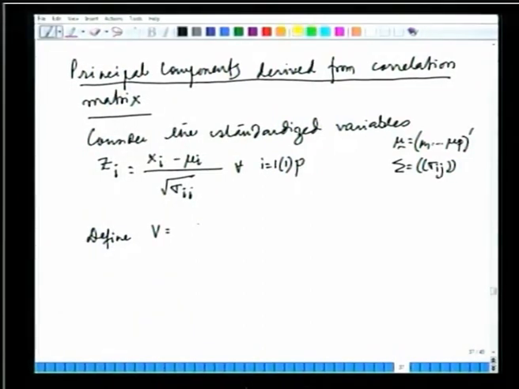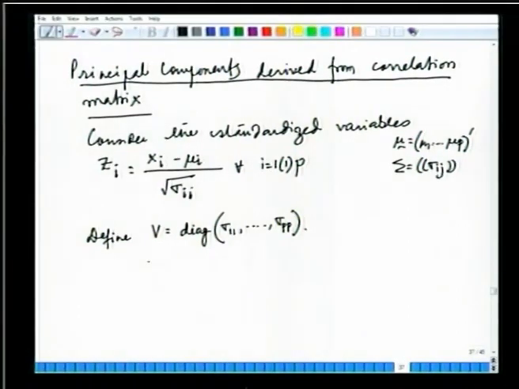and now I define a new matrix V, which is nothing but the diagonal of the sigma matrix, diagonal sigma 11 to sigma pp. And then I have Z. How can I write this Z vector? Z vector is nothing but Z1 to Zp.